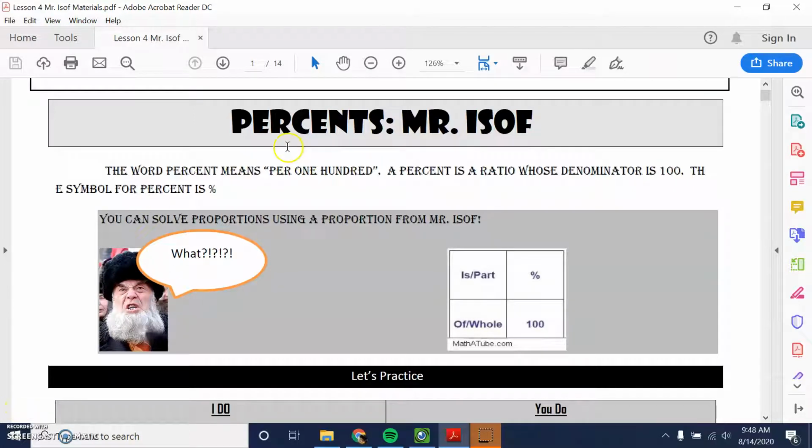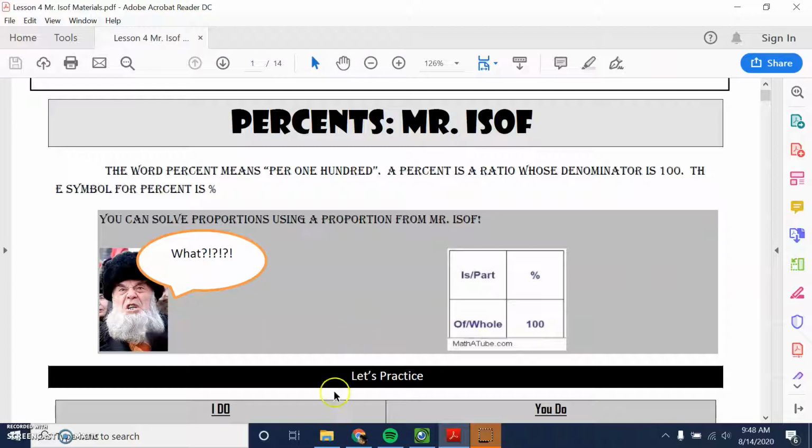All right, today we're doing more percents, but we're doing Mr. Isof. Mr. Isof is a famous Russian mathematician. He's right here. And he likes to say, what? What? What? He's very confused sometimes, but he's also brilliant. He came up with this wonderful proportion we're going to learn.